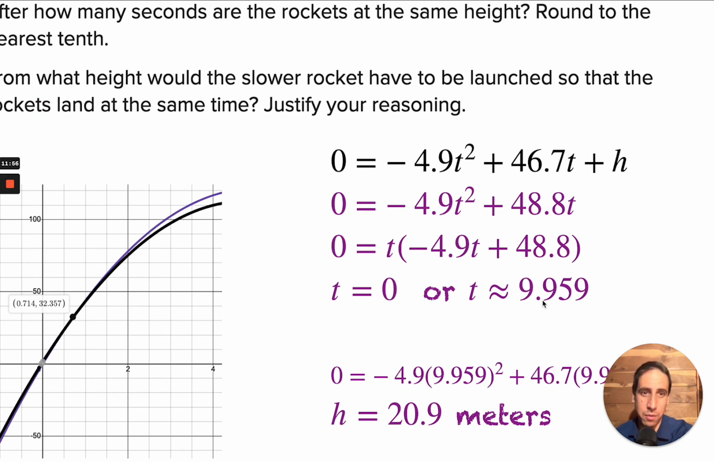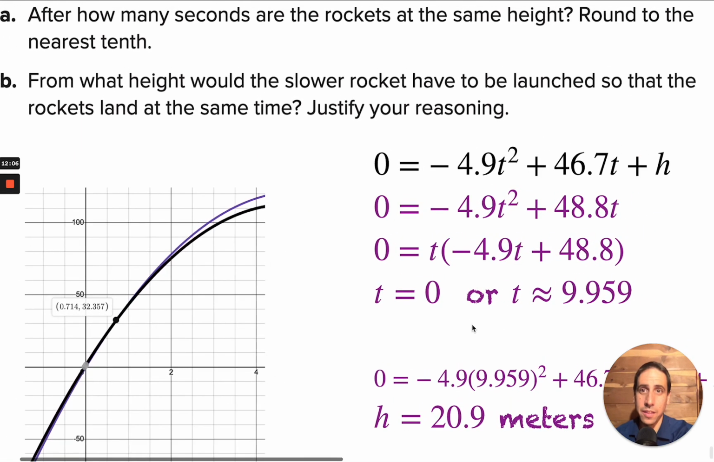We're going to go with the other one at 9.959. That's when the height is equal to 0. So, rockets landing at the same time. If you want the black rocket to land at the same time as the purple rocket, you've got to figure out when the purple rocket is going to actually touch the ground. Purple rocket touches the ground at 0 and at 9.959 seconds.